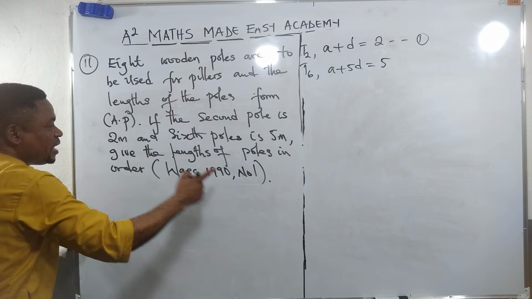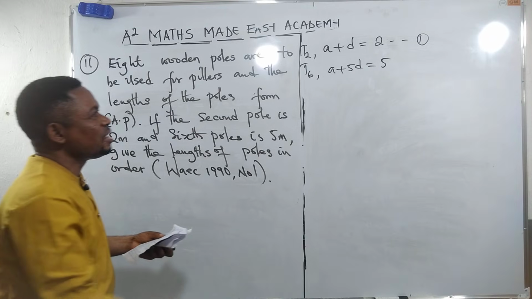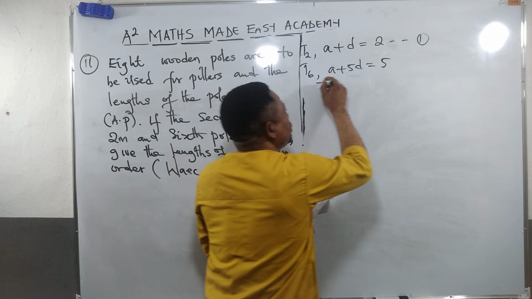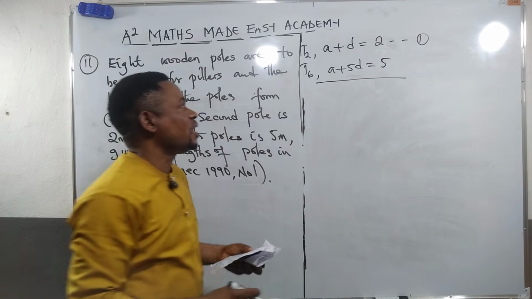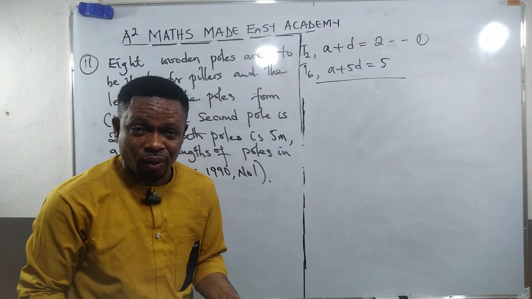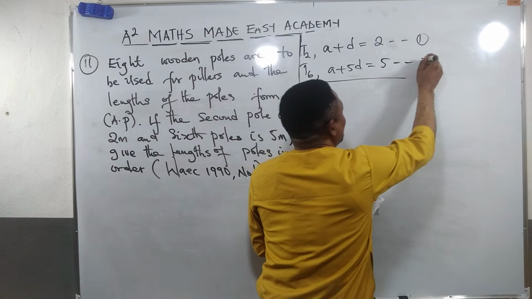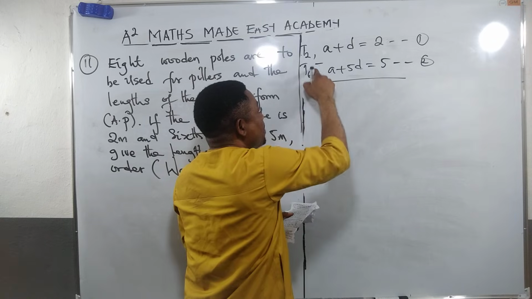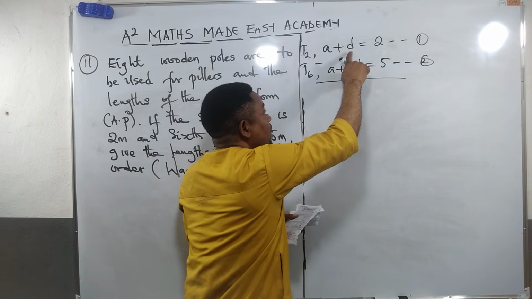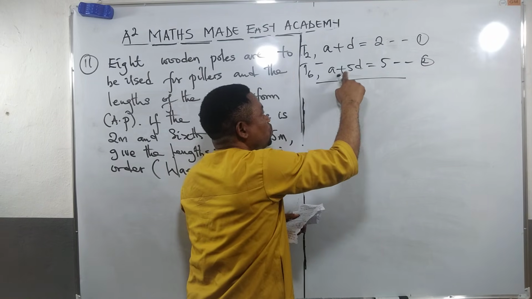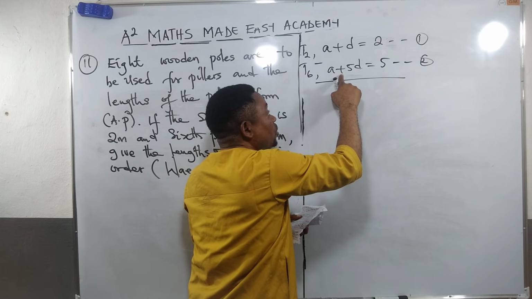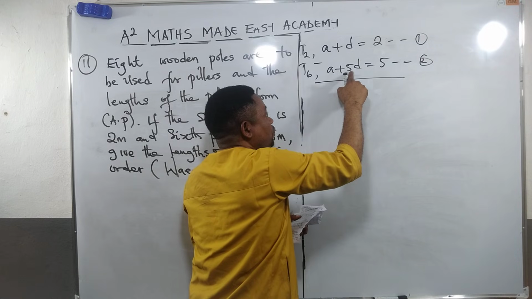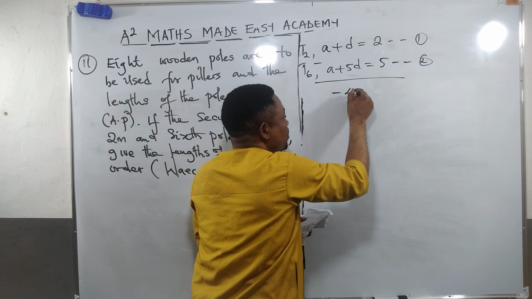Now, what we are going to do is this. The question says, give the length of the poles in order. Then, first of all, we consider and solve this simultaneously in order to get the value of the first term and the common difference. Now, this is equation 2. Can I eliminate this? Yes, introduce minus. A minus A is already 0, right? Then next is D minus plus 5D. Minus plus is minus.